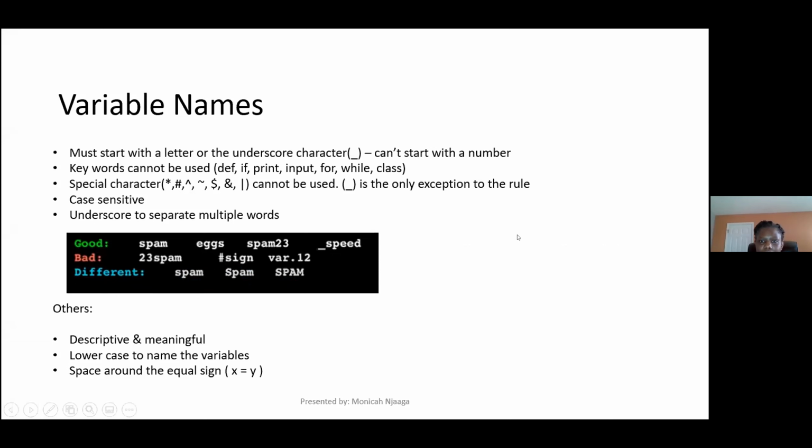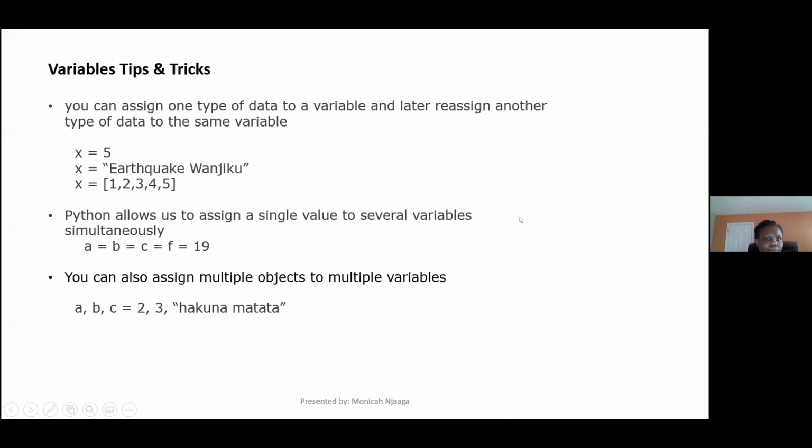So with that, I'll take you to the next screen and tell you a little bit about a few variable tips and tricks. Number one, you can assign one type of data to a variable and later reassign another type of data to the same variable. I've given an example. Here our X can be 5, and then I can decide, you know, variables are always changing. I can decide, oh, now I want my X to be earthquake Wanjiko, or a few minutes later, you can always assign your variable X equals to a list, which is what you have here.